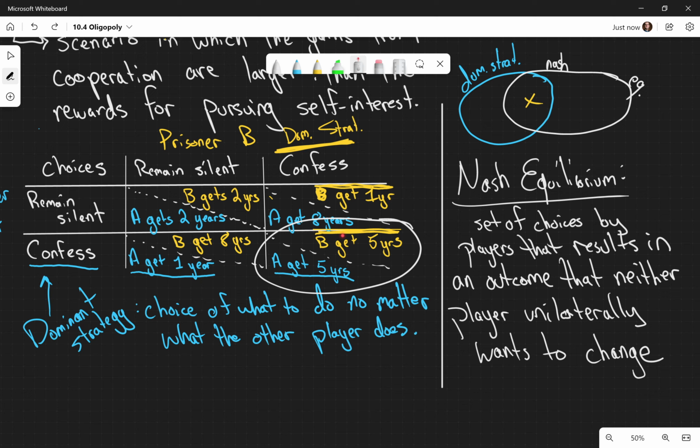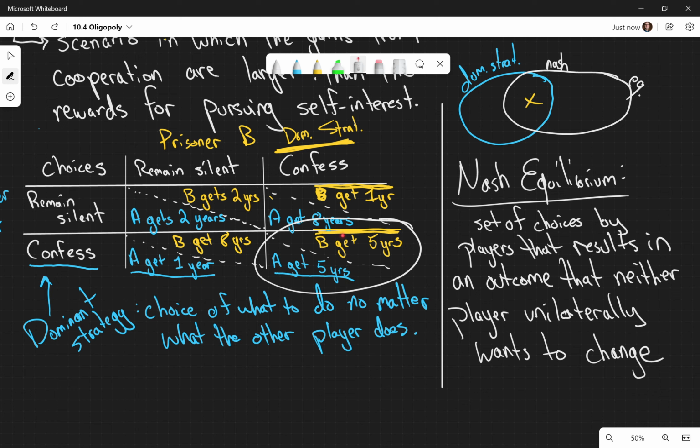A Nash equilibrium results from the fact that if you are player B and you are in this situation, you are sitting in the chair and people have already confessed, you're about to get 5 years, would you want to have unilaterally changed your decision by yourself? Would you have wanted to remain silent instead of confess? Would you or would you not have? No, because then you would have gotten 8, right? So there's no incentive for you to deviate from the strategy that you chose, okay?